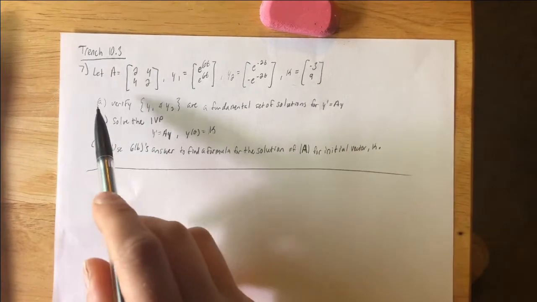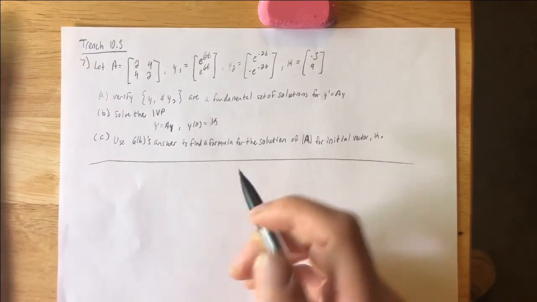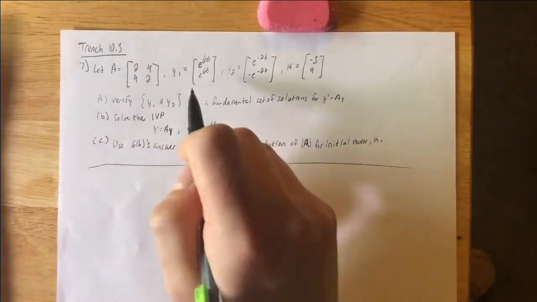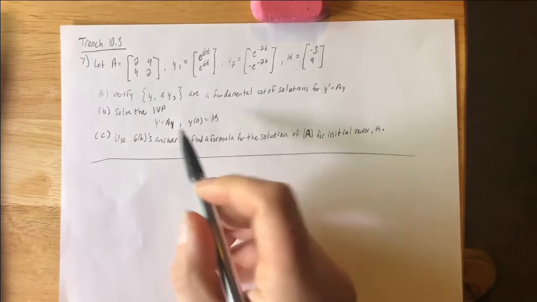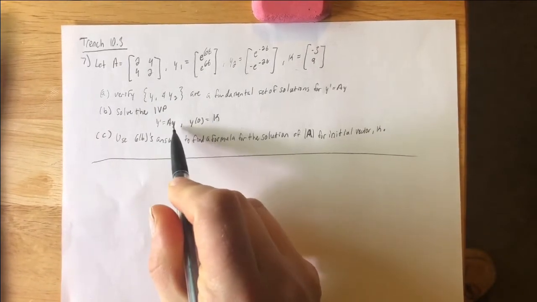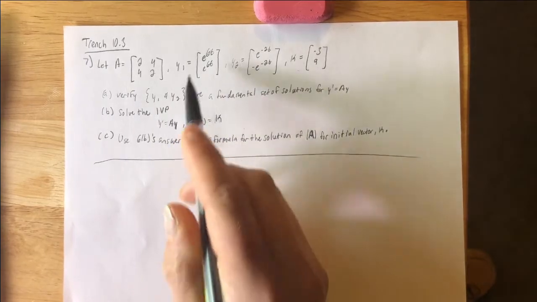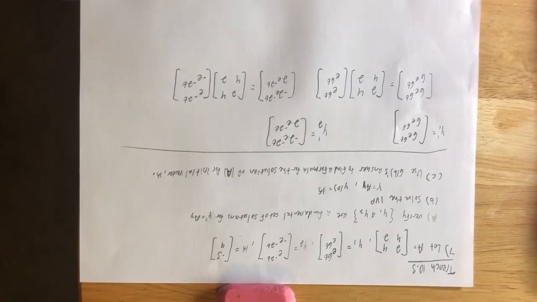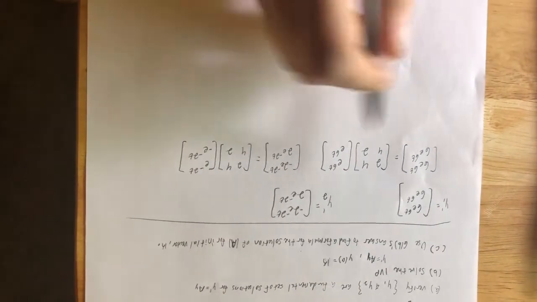So problem 7a asks you to verify both y1 and y2 as fundamental sets because they're given here. We don't have any proof. So to do that, you see that there's this initial equation here. We have A, we have each y1 and y2, so we just have to find the derivatives of each. And after plugging them in, you can easily see how to solve this afterwards.